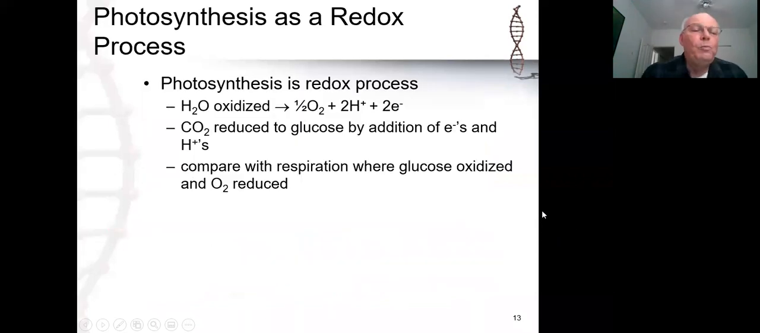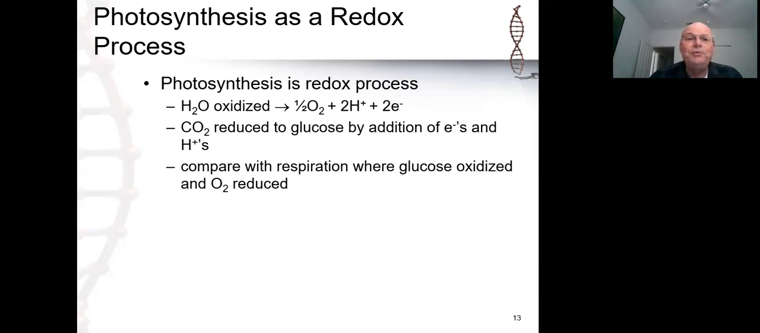So once we start recognizing that we are extracting electrons out of water as the source of reducing power for reducing carbon dioxide, then we start thinking in terms of photosynthesis as a redox reaction, just as we saw with cell respiration. In cell respiration, remember, the electrons from glucose are running downhill to oxygen, because oxygen is extremely electronegative, low free energy. Glucose, not so electronegative, high free energy.